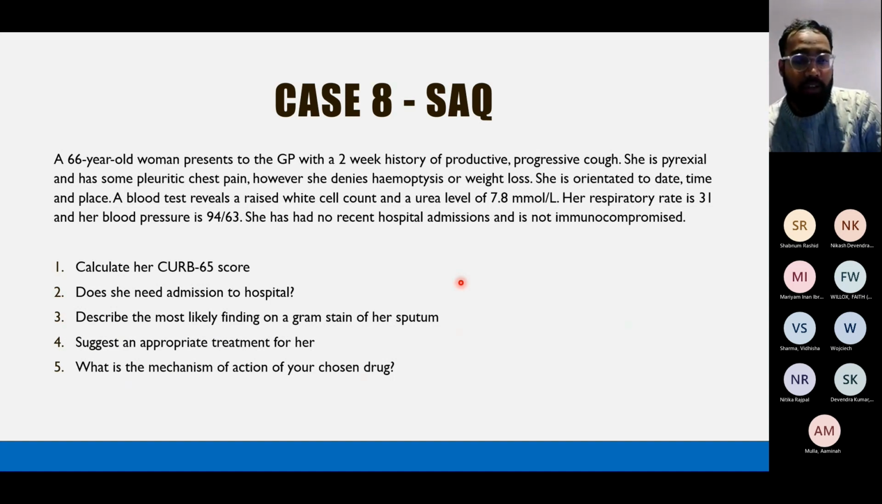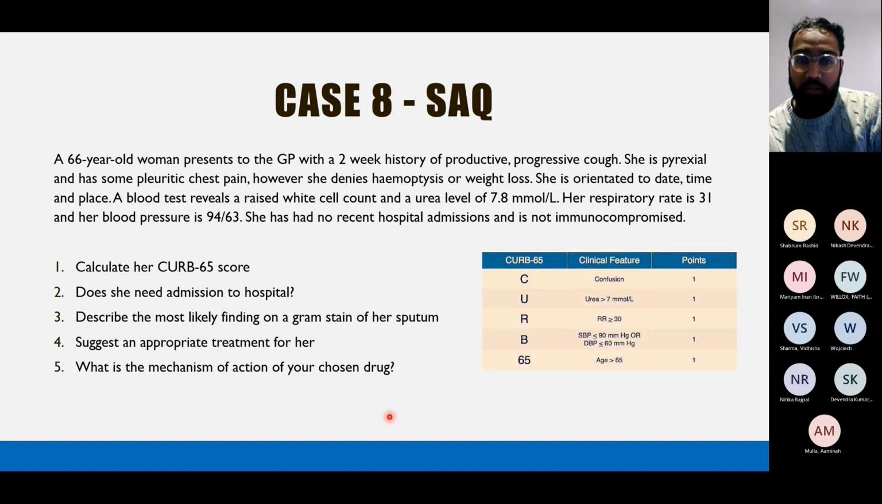Question 1, calculate a CURB-65 score. Now, because I'm not sure how many of you have committed this to memory, I'm going to give it to you, but just learn this score because for us anyway, it's one of the ones that they can ask us to just work out off the top of our heads. But I've given it here so you can just read across. And then from that, you can infer whether she needs hospital admission or not.